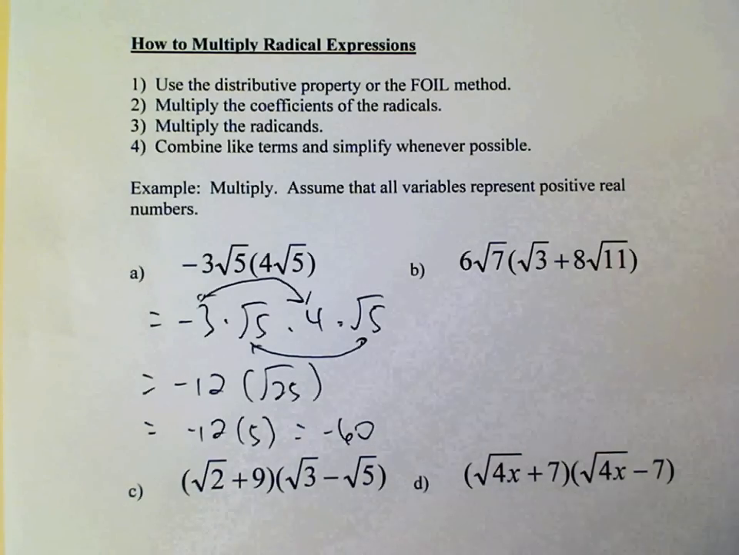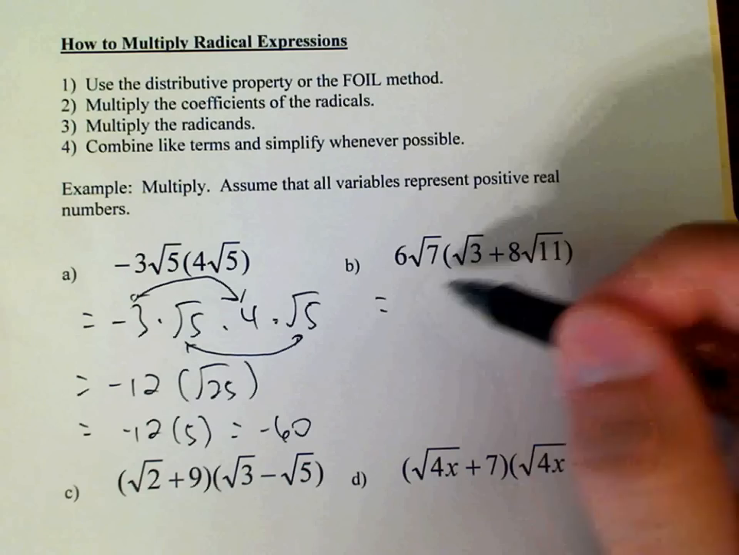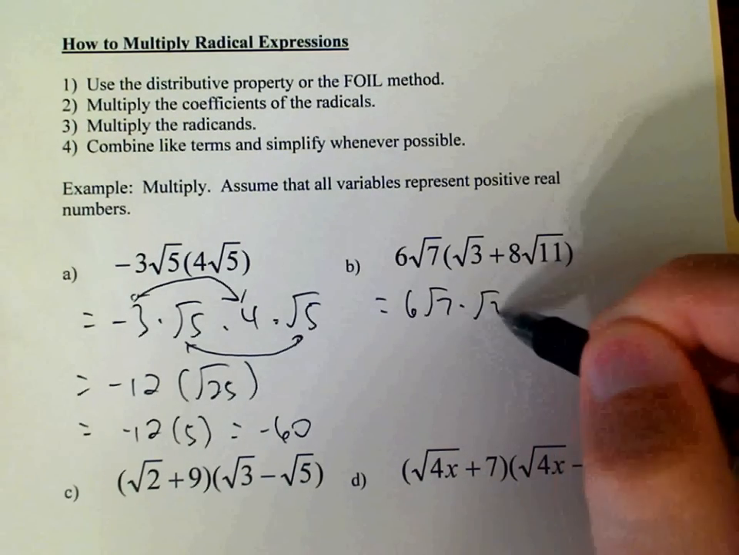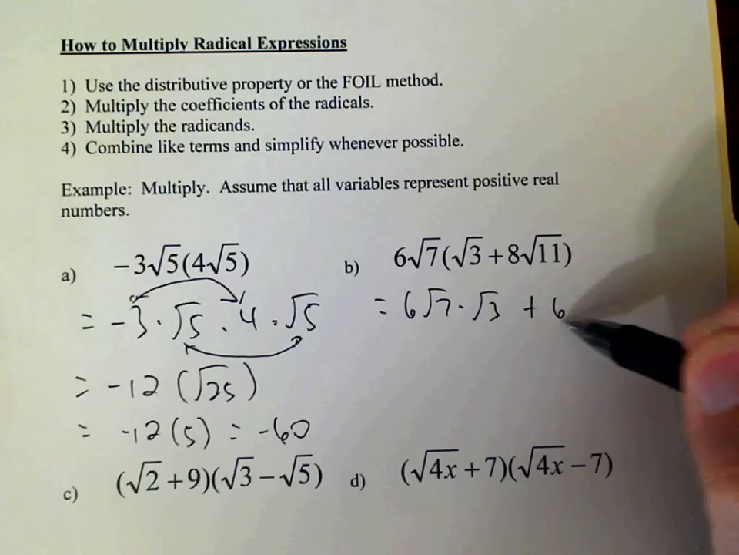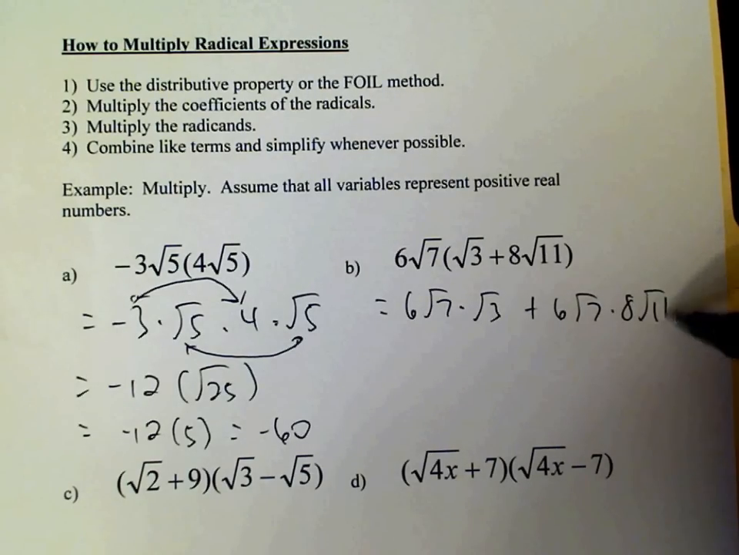Now let's do B part. I'm going to write it all out. By the distributive property, we get 6 square root of 7 times the square root of 3 plus 6 square root of 7 times 8 square root of 11. And then watch this.